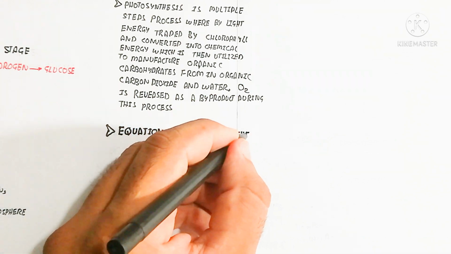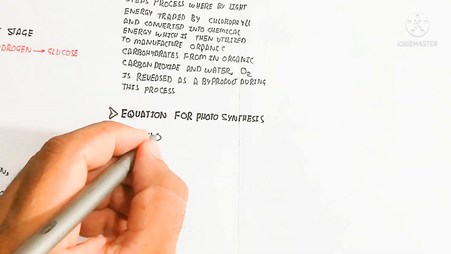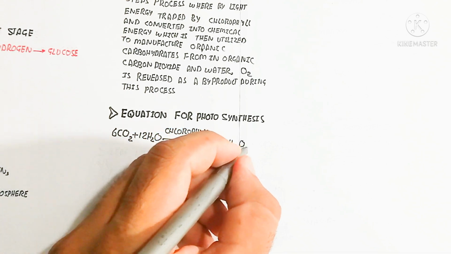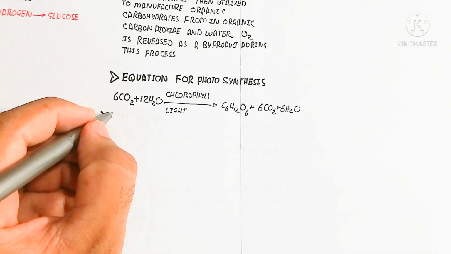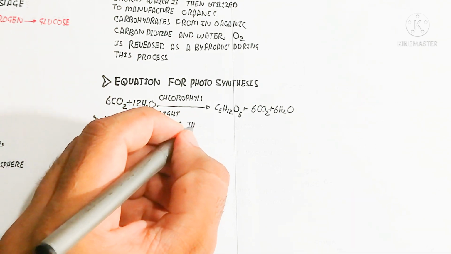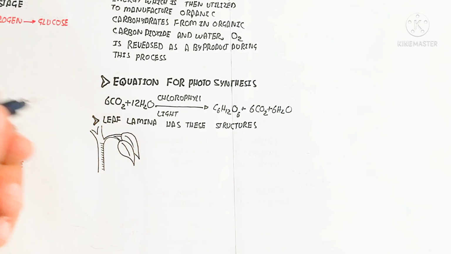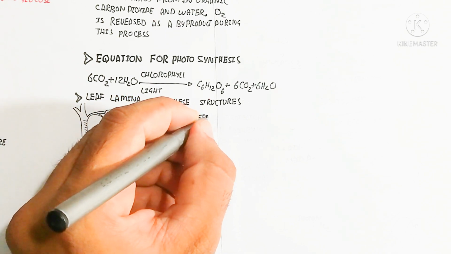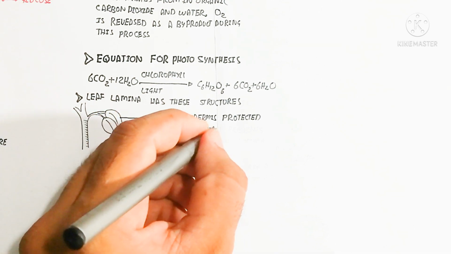So the equation for photosynthesis: you can simplify it, and with all the steps we can classify it. 6 molecules of carbon dioxide and 12 molecules of water are required for making 1 molecule of glucose, which is a 6-carbon molecule. On the other side, we release 6 molecules of oxygen, and 6 molecules of water are also produced, and chlorophyll and light are very important.